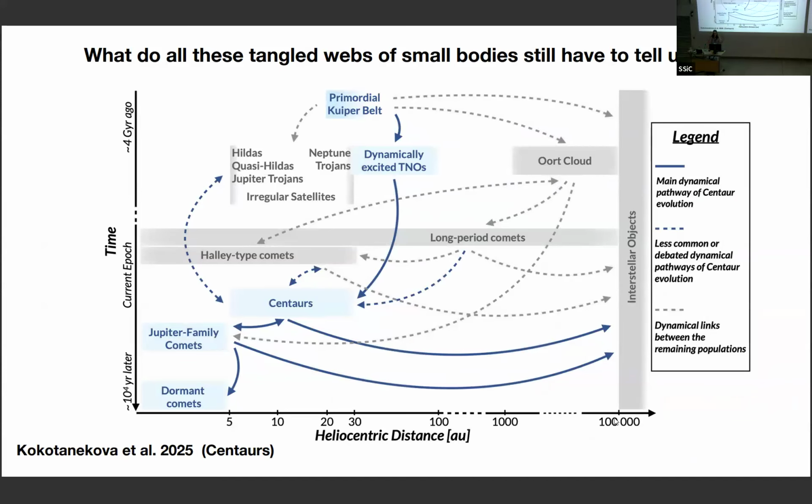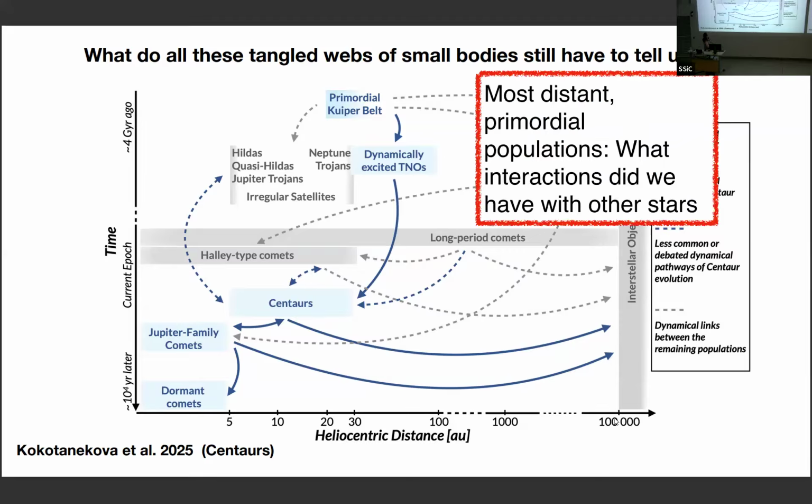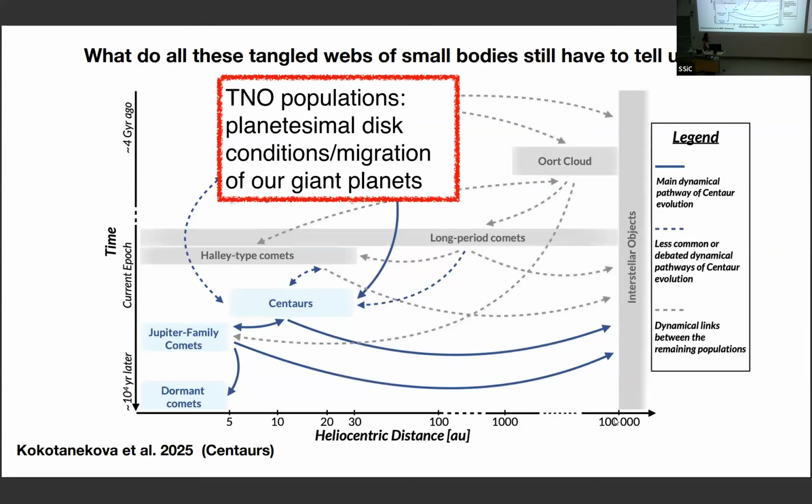So, we've got this tangled web of small body populations, and I'm just going to briefly fly back through what I think are some of the interesting questions since I have my 1 minute left. For the outer part, the most distant primordial populations, I think it's going to tell us a lot about what our interactions were with other star systems, other planetary systems. Is Oort cloud formation common? Are we hosting exocomets in our own solar system? A little bit closer in, the TNOs are going to tell us a lot about planetesimal formation in our solar system, which of course hopefully tells us something about planetesimal formation in other planetary systems. The size distribution of what forms, what sets the edges of these disks as they form.